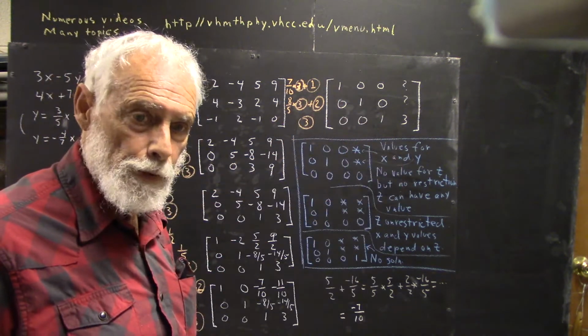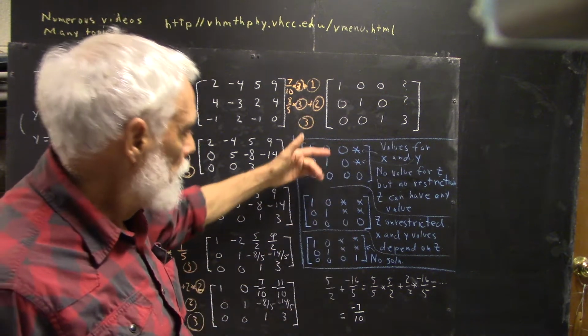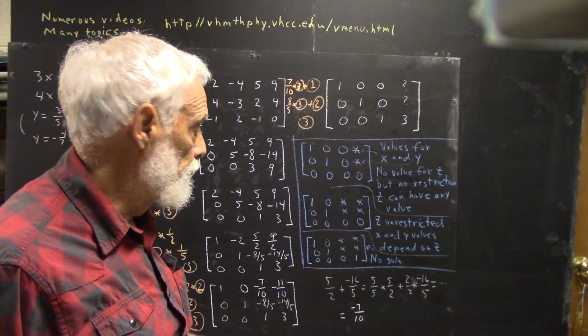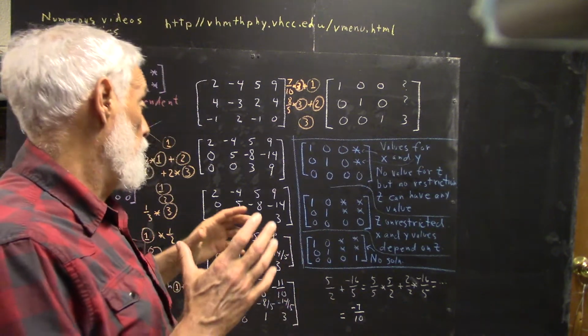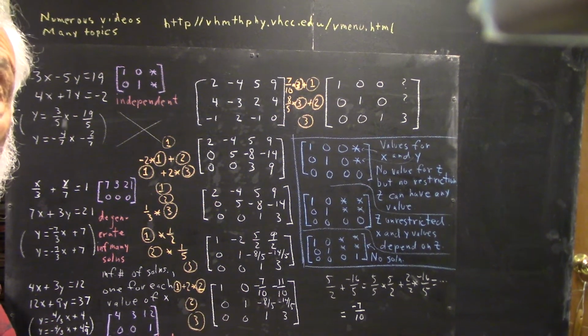Well, let's just leave it at this for right now. You could pick any value of z, and the equation that this row represents will give you a value for x, and the equation that this row represents will give you a value for y. So for every value of z, there's a value of x and a value of y. As it turns out, that's going to be a line in three-dimensional space, but we're not dealing with that yet.